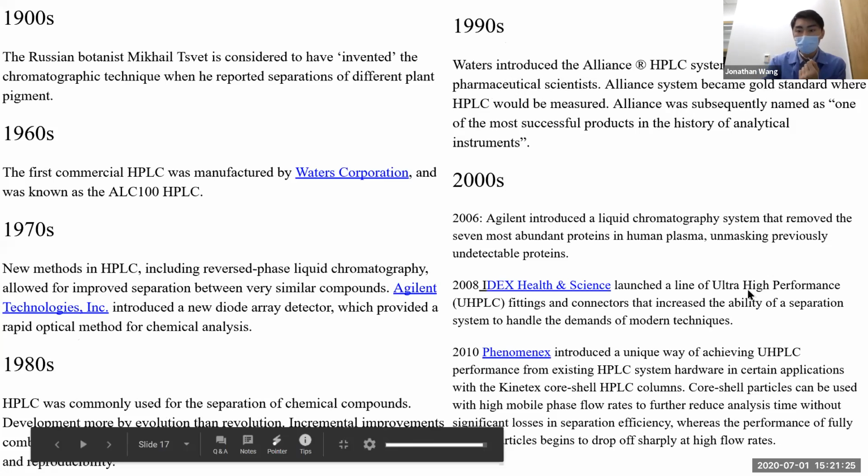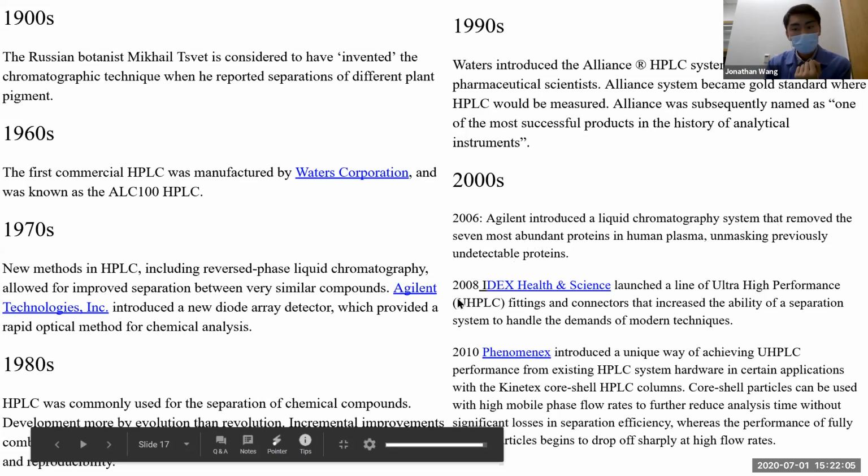And it looks very much like the picture that I showed you in our lab. It became the gold standard for HPLC, and it's named as one of the most successful products in the history of analytical instruments. So that's not a light thing to be able to earn. In the 2000s, Agilent, 2006 specifically, introduced a chromatography column to remove the most abundant proteins in human plasma. So for the first time, you could see very small, previously undetectable proteins in human studies. That was a landmark technology.